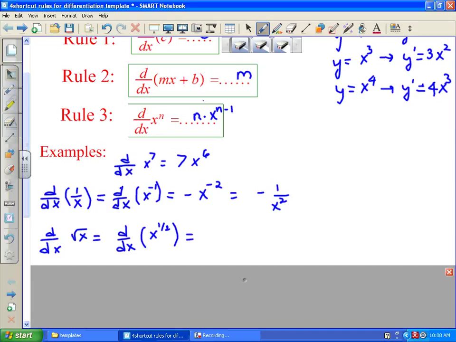Notice that in that step, I kept my d over dx notation because I haven't yet taken a derivative. I've just rewritten the inner portion, right? In the next step, I'm not going to have d over dx notation because now I'm actually taking the derivative. Okay, so applying the rule, what should I be writing? 1/2 times x to the power of, we want 1/2 minus 1, right? And what is 1/2 minus 1? Negative 1/2.